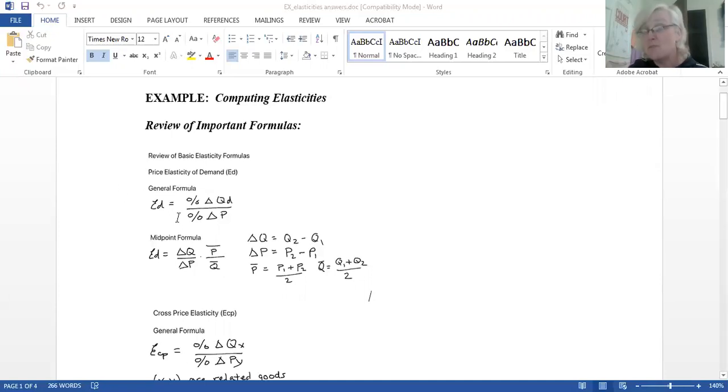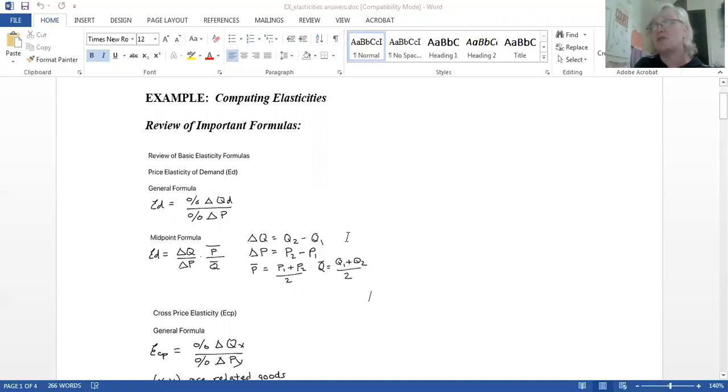All right, and then the midpoint formula, if you have the different P's and Q's, the midpoint formula, also called the arc elasticity formula, is change in Q over change in P times, that's a dot there that represents times, average price divided by average quantity. It's slightly different the way I've rewritten it here from what's in the book. If you've learned the one in the book and you like the one in the book, by all means, the formula that's in the book will get you the same exact answers, I promise you. All I've done is just rearranged it slightly. It makes a little more sense to me when I use this shorthand here.